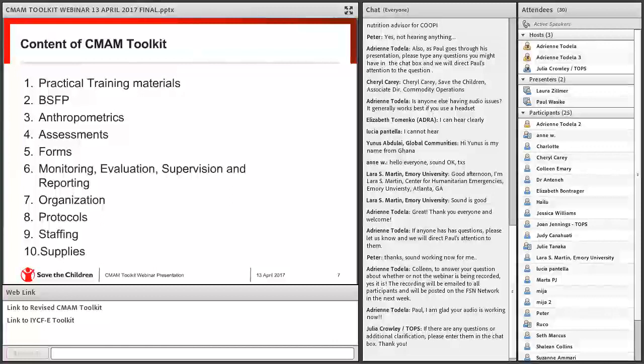Then supplies, which has come out as a very, I would say, a very sensitive bit of CMAM programming in terms of how to estimate, how to monitor, how to manage them, both at the field level, but also, one thing that came out, managing supplies at national level, for example, with the nutrition cluster. Yeah, so that's more or less what we have in the revised toolkit. And when you go to the link to the revised CMAM toolkit, that's where it will take you.